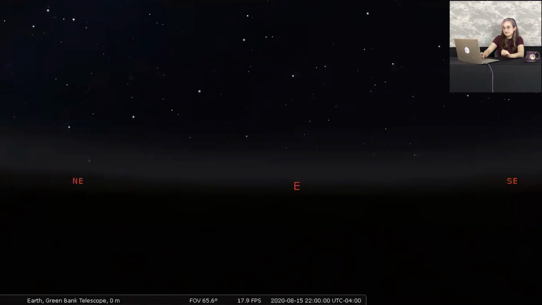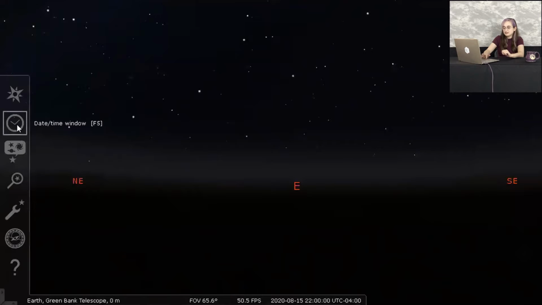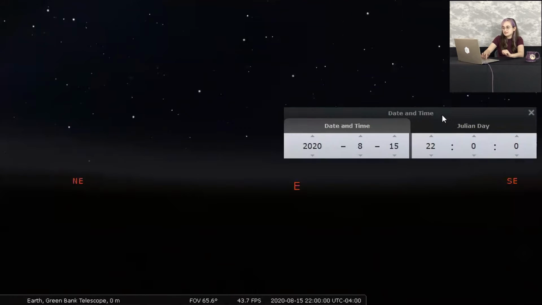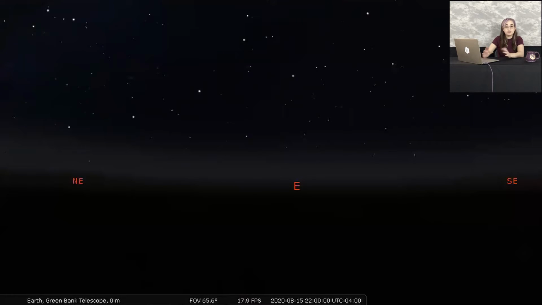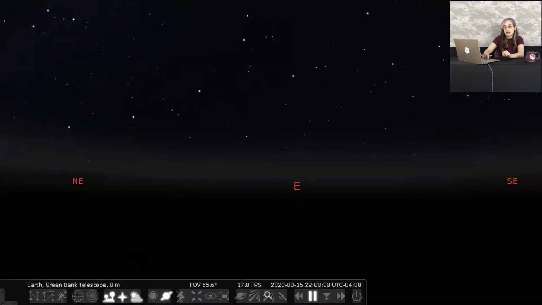So I have set my Stellarium at 10 p.m. on August 15th, 2020, but all the things that we're going to talk about today are going to be visible in the night sky from June through October, so all summer, in most parts of the Northern Hemisphere and some parts of the Southern Hemisphere as well. I have set my location to Green Bank, West Virginia, because that's where I am, but you should be able to see all of this stuff where you are as well.